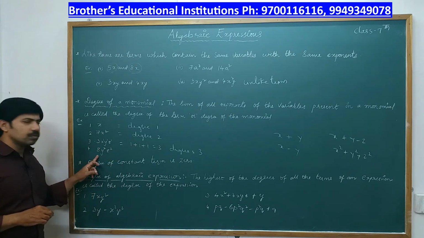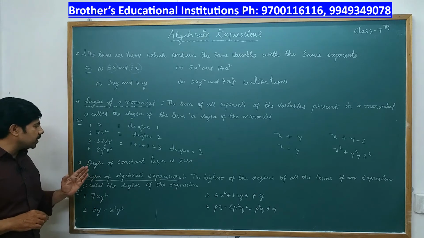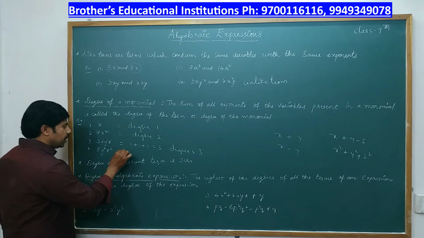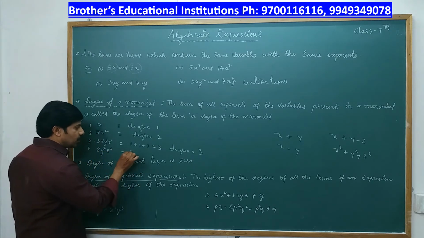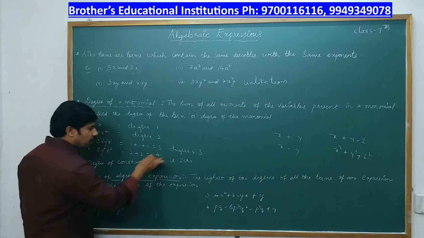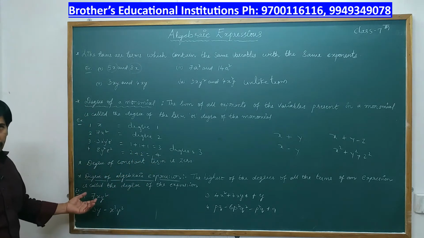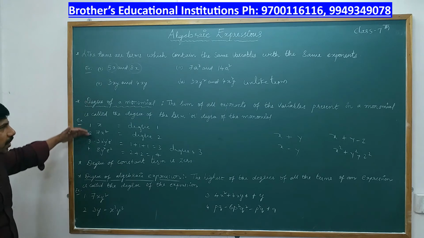Now this is also a monomial, 8y square z square. For the degree, add the powers of y and z, 2 plus 2. So what is the degree of the monomial? It is 4. Okay, so this is about the degree of monomials.